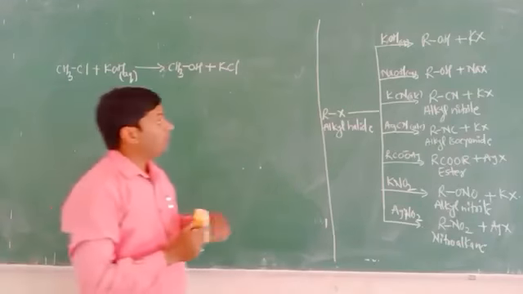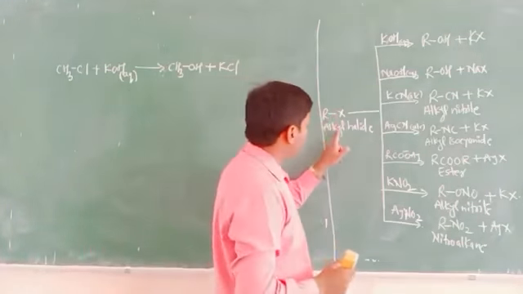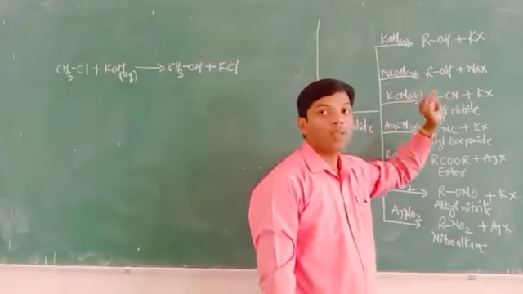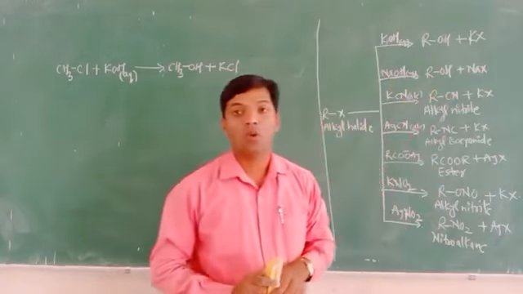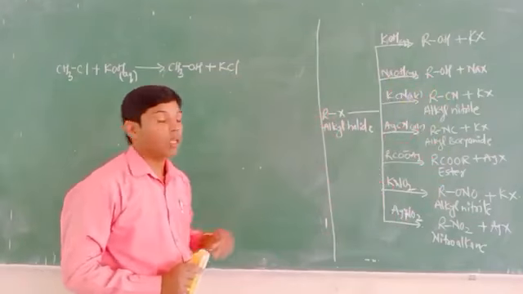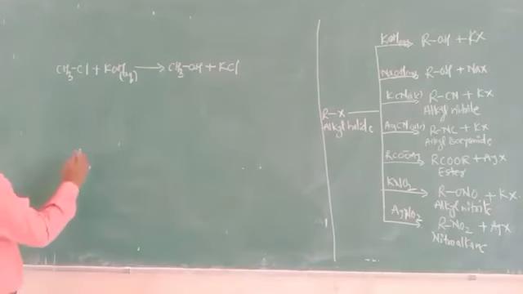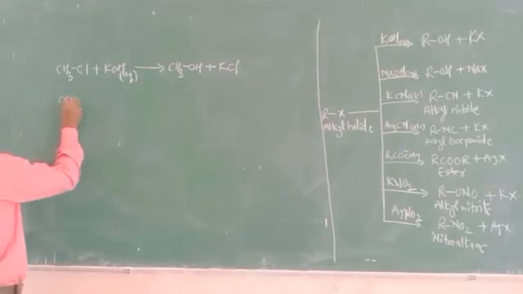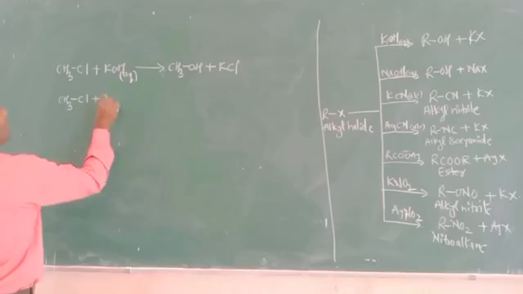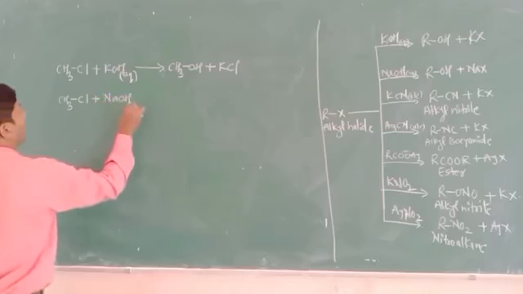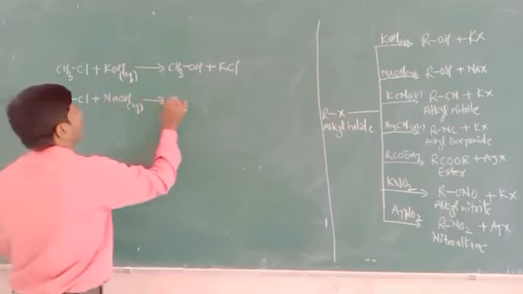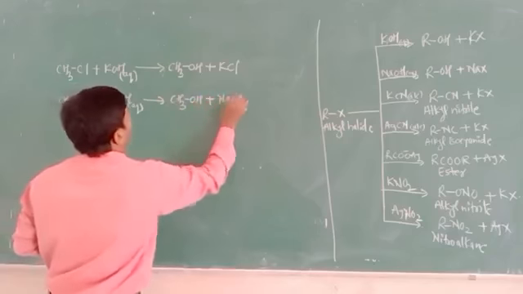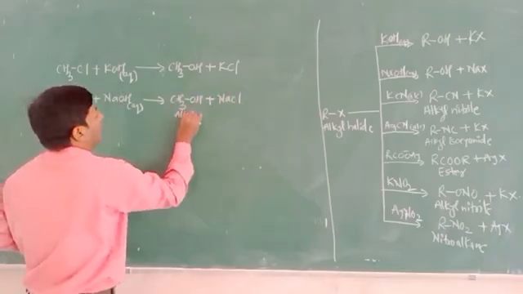Next reaction: when a given alkyl halide is treated with aqueous NaOH, it gives alcohol as a product by elimination of sodium halide. This is the general example. In this example also I am going to consider R as a CH3 group. CH3Cl plus aqueous NaOH gives CH3OH plus NaCl. So this is called alcohol, methyl alcohol.